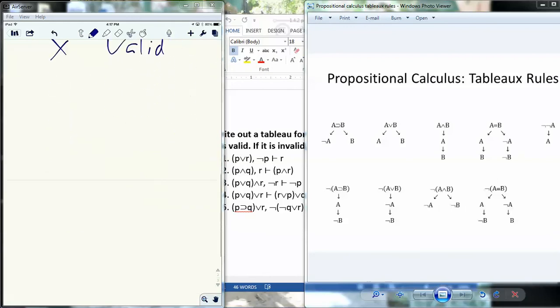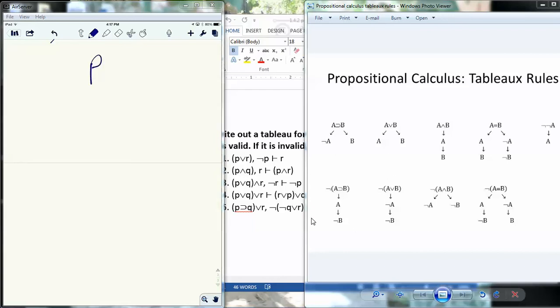Number three. Number three says P or Q and R, not P. That doesn't make sense, because this says R is true and this one says not R. So there's already a contradiction here. I'm already introducing a contradiction, so nothing should work here. This must have been a mistake.